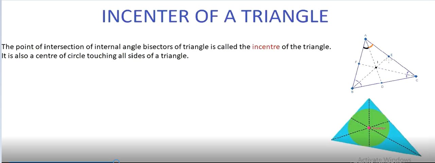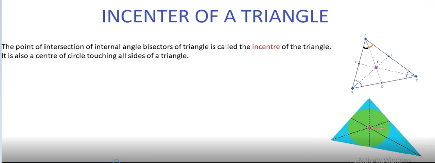Similarly, BE divides the angle B into two equal parts and CF divides the angle C into two equal parts. So, AD, BE and CF are the angle bisectors of this triangle ABC, and their point of intersection is called the incenter of the triangle. Here, this is the point of intersection of the angle bisectors and it is denoted by I. Therefore, I is the incenter of this triangle.